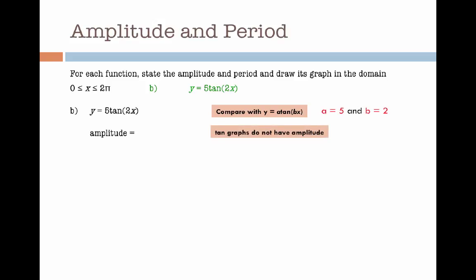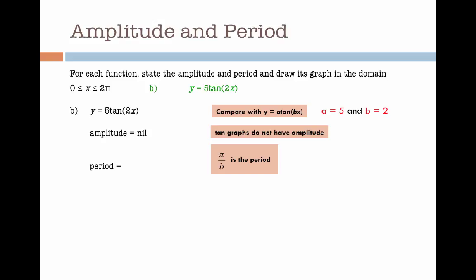Remember how amplitude was our a? Well, tan graphs don't have an amplitude, so we say that the amplitude is nil, as it doesn't have a maximum or minimum value. However, that a equals 5 will affect the shape of our graph later on. The b equaling 2 will change the shape of our graph.